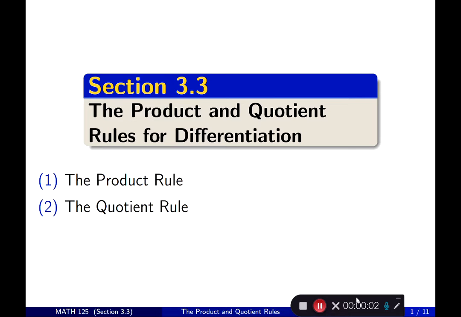We're starting section 3.3, the product and quotient rules for differentiation. First we do the product rule, then we do the quotient rule, and we give examples.